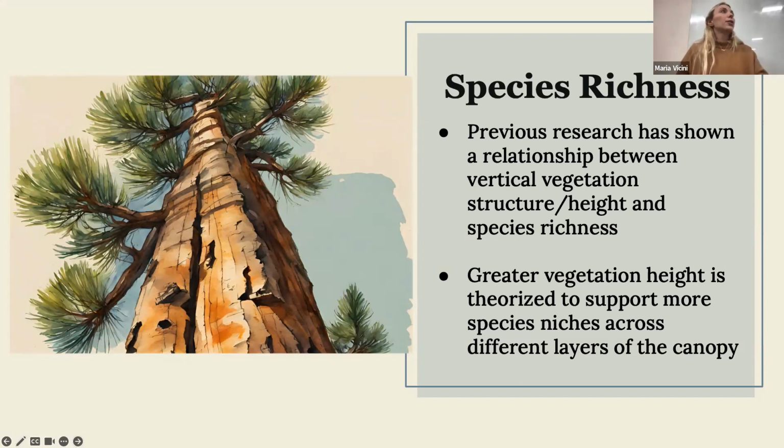Previous research has shown a relationship between vertical vegetation structure and height and species richness. So greater vegetation height is theorized to support more species niches across different layers of the canopy. This is because it really provides different opportunities for different species to have more foraging and nesting opportunities at different vertical layers.